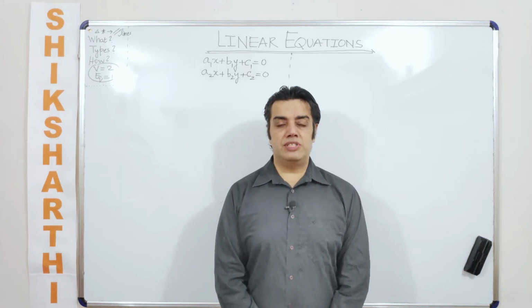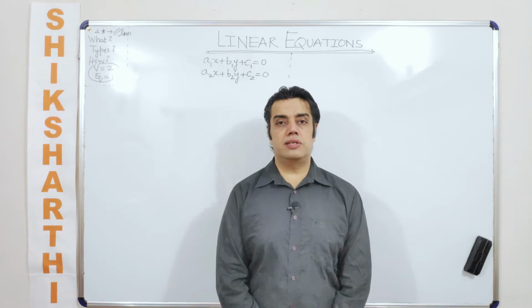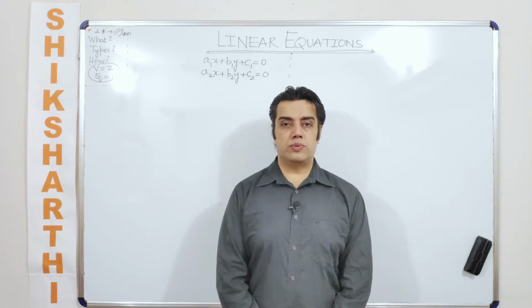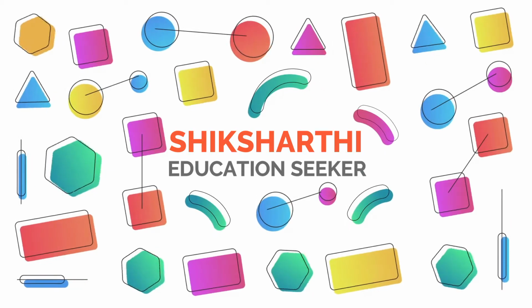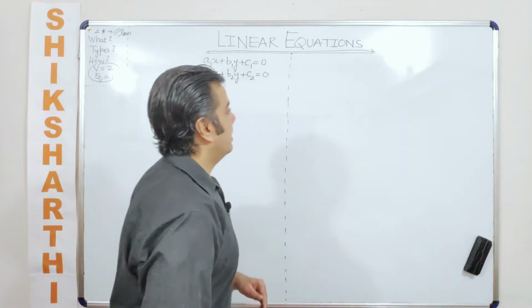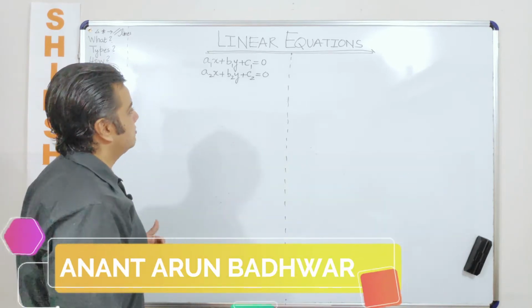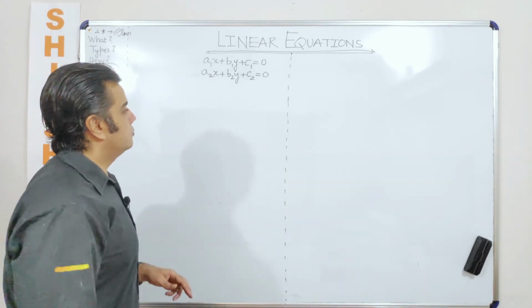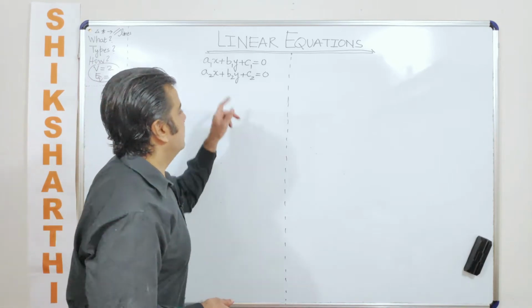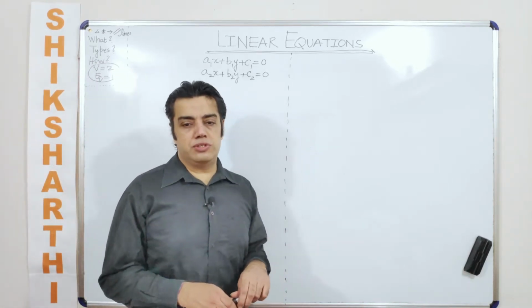In this video, we shall be discussing how to find out the solutions for two linear equations. So let's start. Now, I have taken two linear equations: the first one as a1x plus b1y plus c1 is equal to 0, and the second linear equation as a2x plus b2y plus c2 is equal to 0.